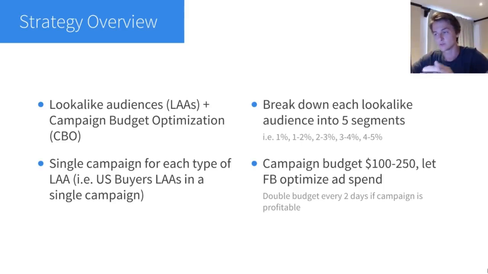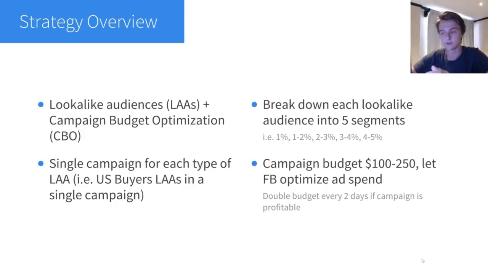And what you're going to want to do is break down each lookalike audience into 5 segments. So for example, 1%, 1 to 2%, 2 to 3%, 3 to 4%, and 4 to 5%. And what this does is it avoids overlap, and you can test the different levels, and this is what the CBO is going to optimize towards, testing these different levels of lookalike audiences.